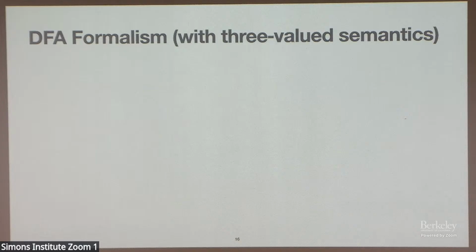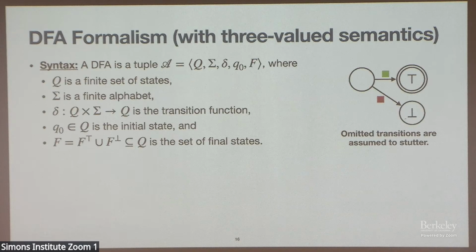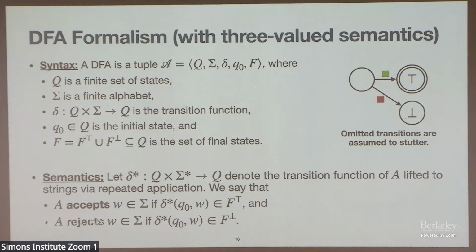Just quickly, I'll give the formalism. So we have a DFA. I'll usually just use the graphical representation. And it has a set of final states. We just assume they can be partitioned into accepting and rejecting final states. And then our semantics are three-valued semantics, so you either accept, reject, or neither.